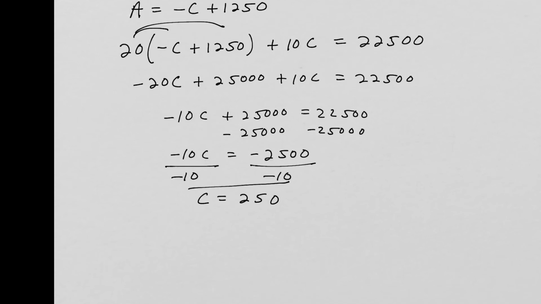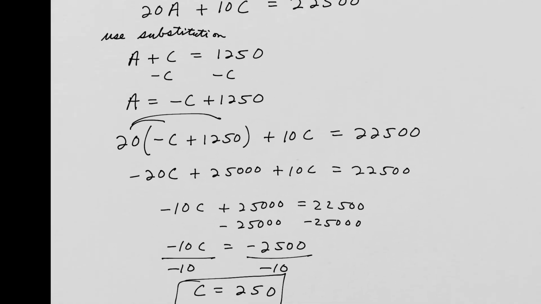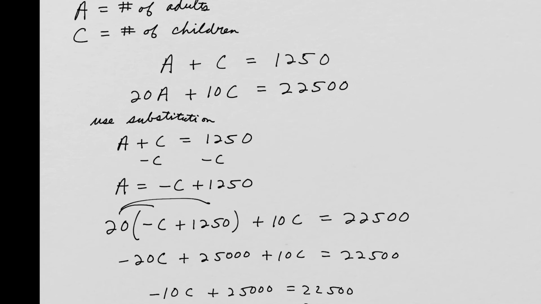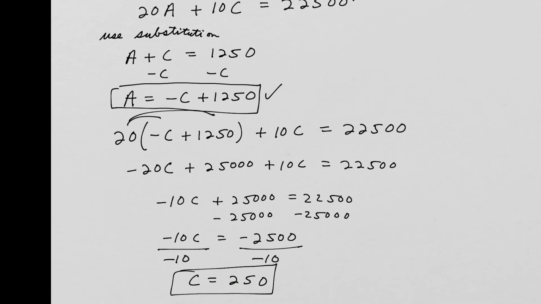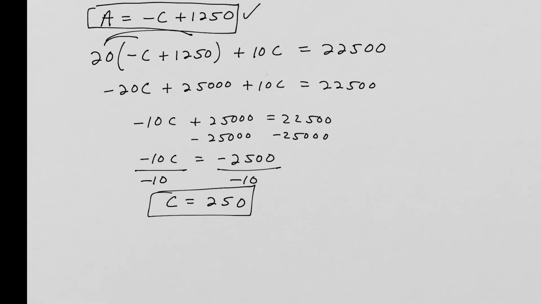So what this is saying is that 250 children attended this conference, right? We found C. Now we need to go back and find A. Well, how do I go back? Remember the rule for substitution? Well, I just plug it back into any of the equations, right? In fact, you could use one of the original equations, that one or that one, or you could use the first equation that we rearranged. And this might be best because it already has the answer in terms of A, right? A equals something. So if I use that equation, right? So I'm going to use this one.